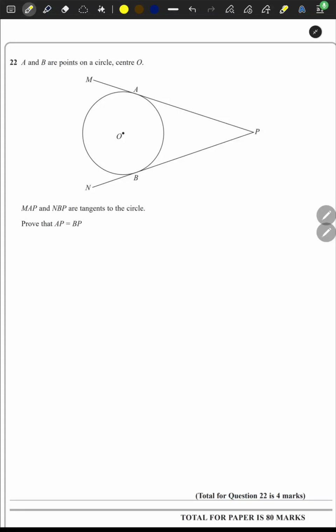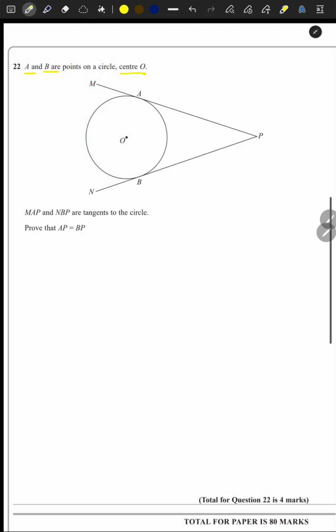Today we will be doing a short video on how to do the 2024 Edexcel Higher Tier Maths Paper 2 final question. So let's read the question first. This question says that A and B are points on a circle with center O. MAP and NBP are tangents to the circle.